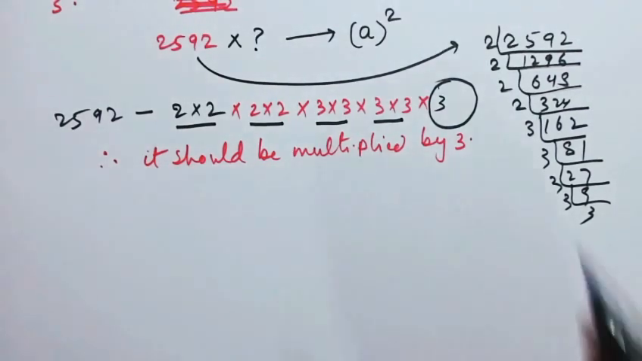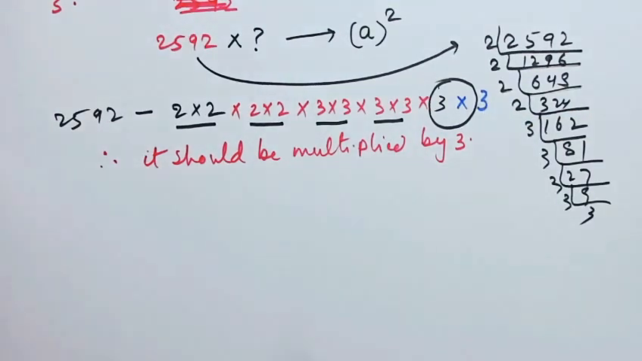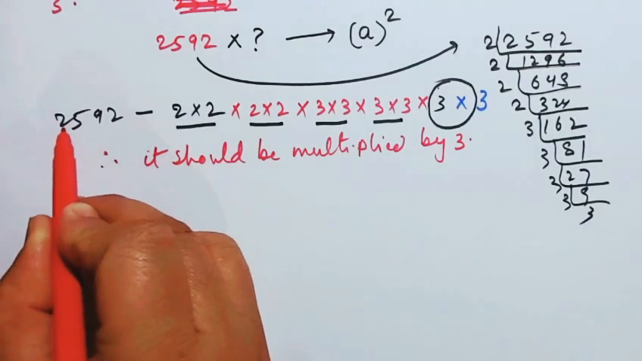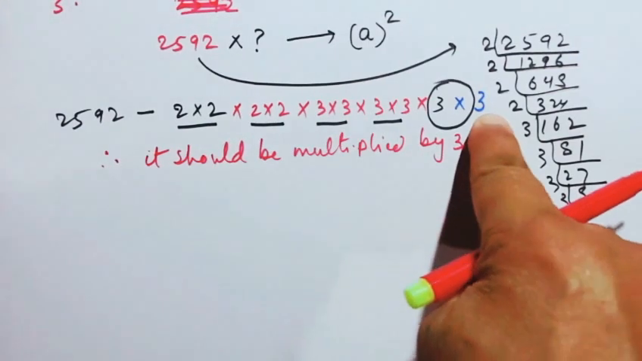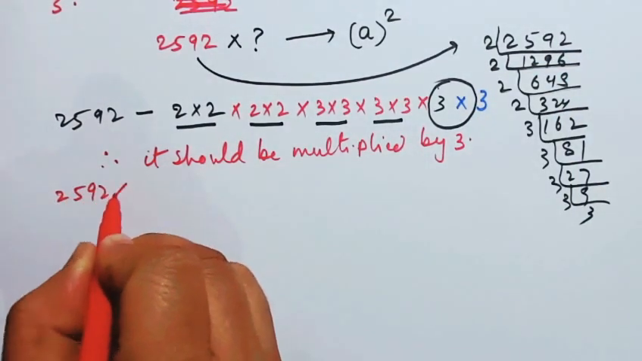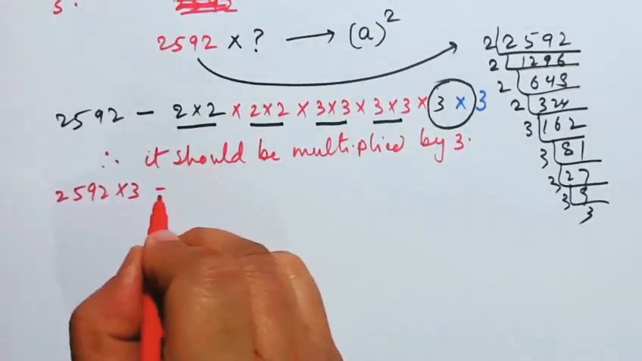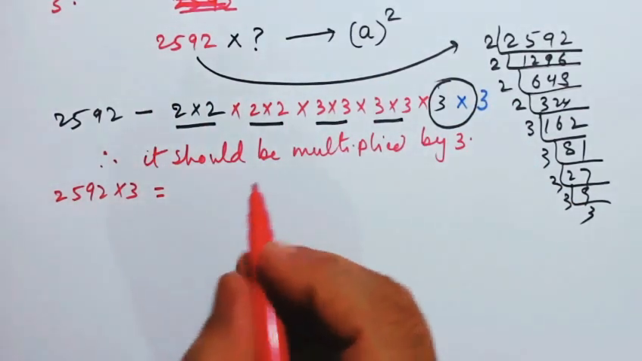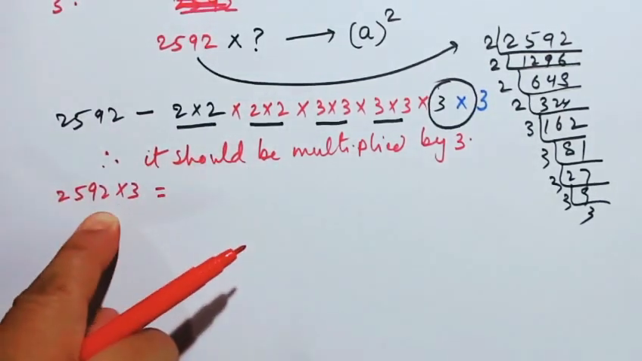Now, if I multiply this with 3, this number will change. This 2592 will change because I have multiplied it by 3. This means it will become 2592 times 3. I have multiplied it with an extra 3. So here we will get this particular number. So what will be the square root of the new number? This is my new number.